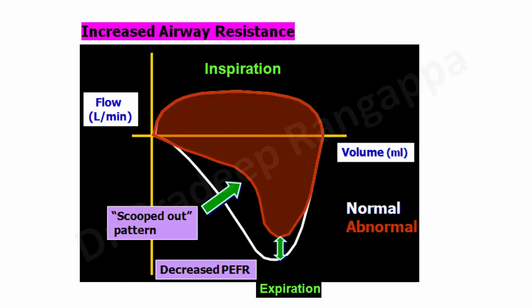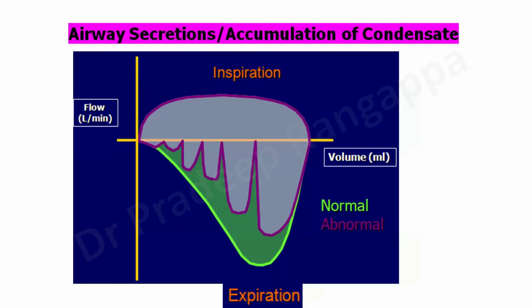And then there can be a scooped out pattern here. So this is the normal expiratory limb. If you have something like scooped out, then you know there is an increase in the airway resistance that is happening. Or when there is a lot of airway secretions, you may see this corrugated expiratory limb, which basically tells you there are a lot of airway secretions or accumulation of condensate.